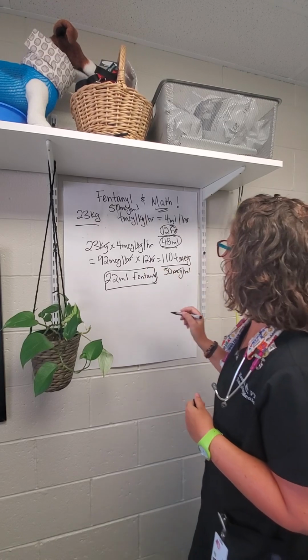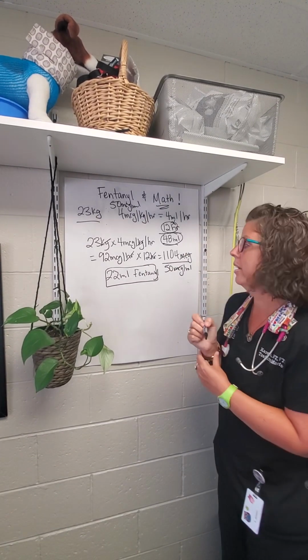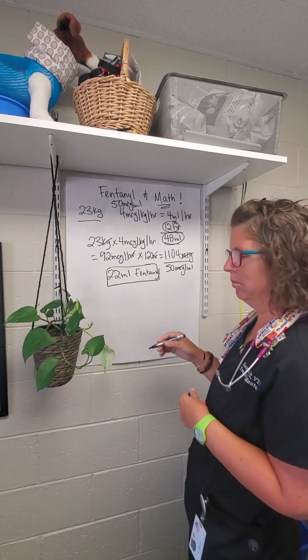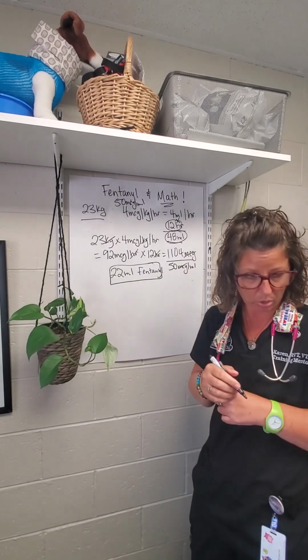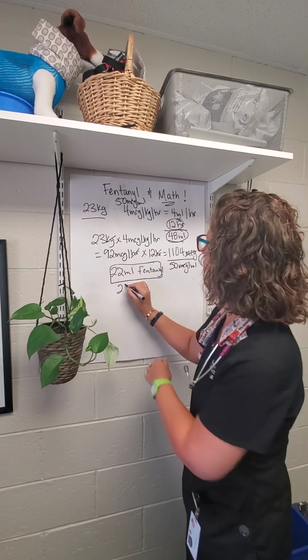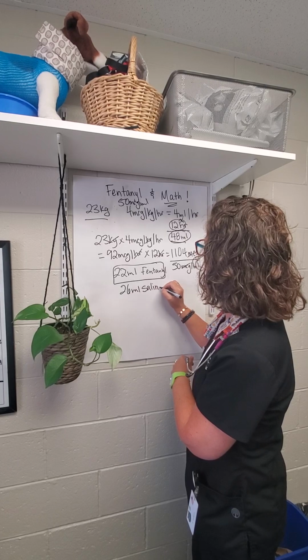And then we remember our total volume is going to be 48 mils. So then we're going to do that math. Some people can probably do that in their head. So 48 minus 22 leaves us with 26 mils of saline.